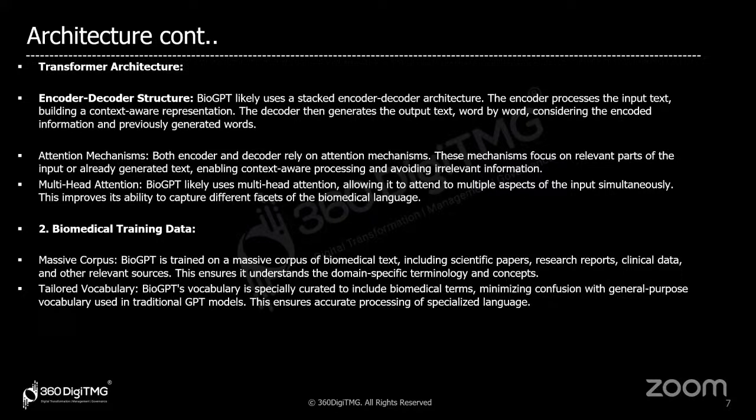Then it will be sent to the decoder. The decoder will generate the output according to the inputs, word by word. It considers the encoded information and the previously generated information, which is there within the state, within the memory. It checks whether this kind of information exists in the past, and fetches it if it is relevant. It also takes the current information, and then forms one output. So this is what the encoder-decoder structure does.